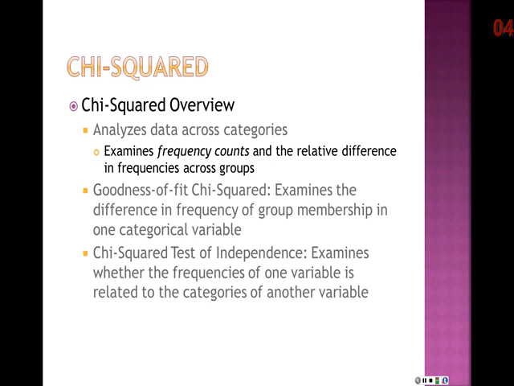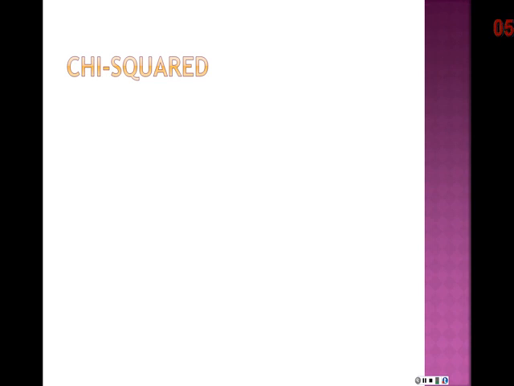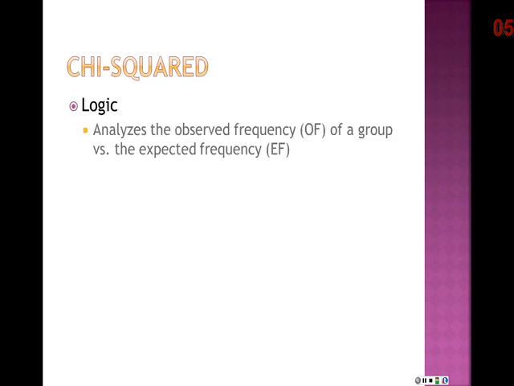So in both cases, the variables are categorical only. We do not look at continuous variables in this instance. So the logic here is, what we're doing is we're analyzing the observed frequency of a group versus the expected frequency of a group.